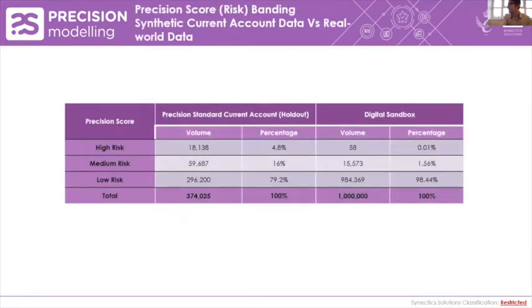So that all being said, you can see that there's a massive variance between what we perceived high risk and medium risk to be across the world that we operate in. So we see about 5% of all current account applications being within that high risk, potentially fraudulent banding, versus 0.01% that we identify within the synthetic data. And the synthetic data had a much higher proportion of low risk accounts within it than it did compared to the information, again, that we hold in our national consortium.